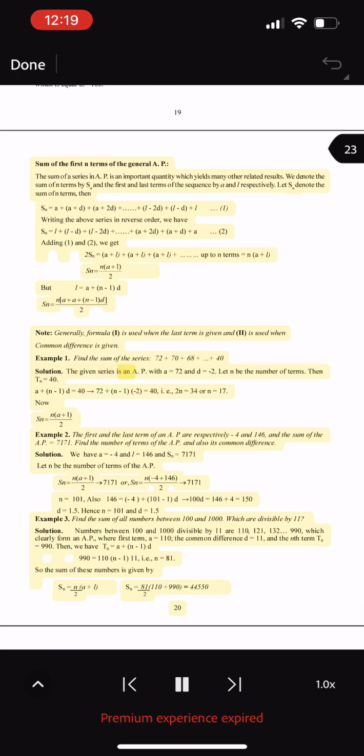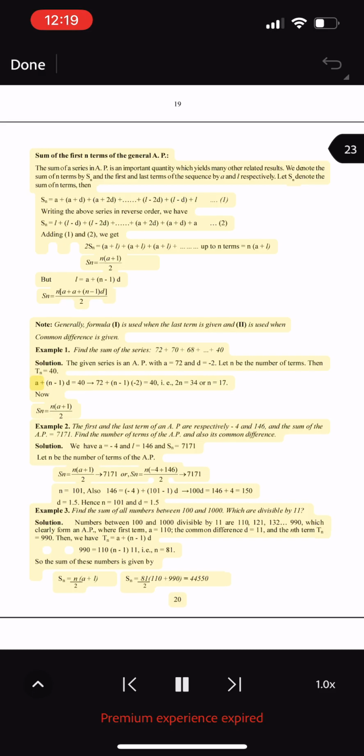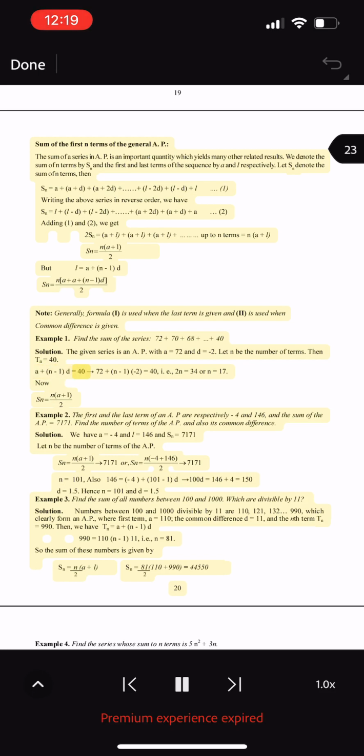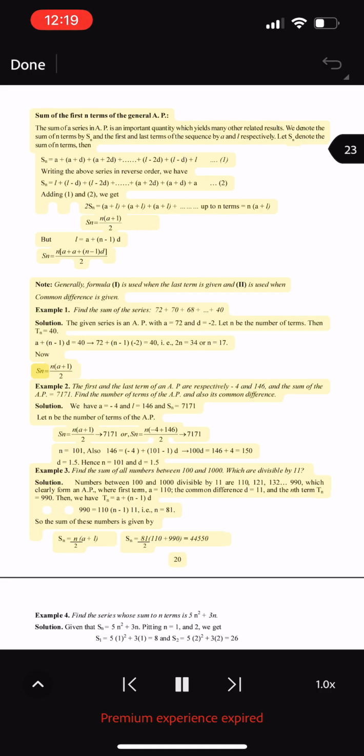Solution. The given series is an AP with a equals 72 and d equals minus 2. Let n be the number of terms. Then Tn equals 40, so a + (n - 1)d = 40, that is 72 + (n - 1)(-2) = 40, i.e., 2n equals 34 or n equals 17. Now Sn = n/2 (a + L).